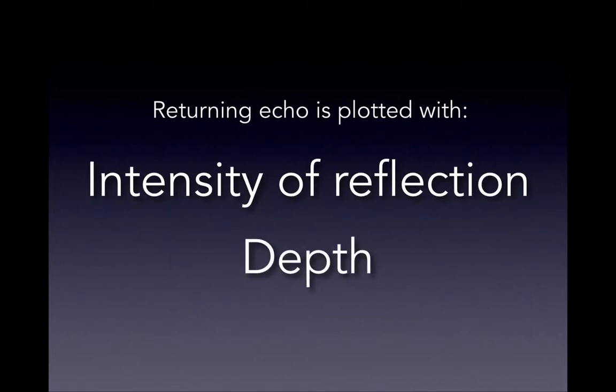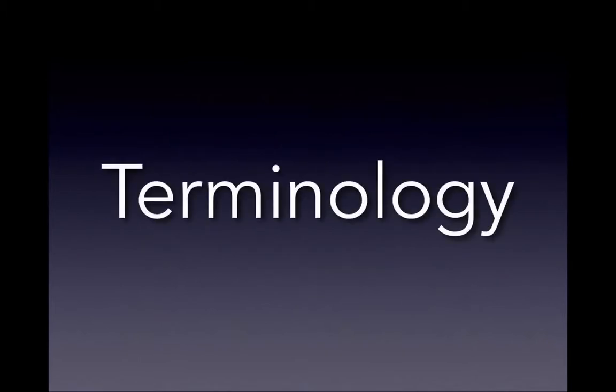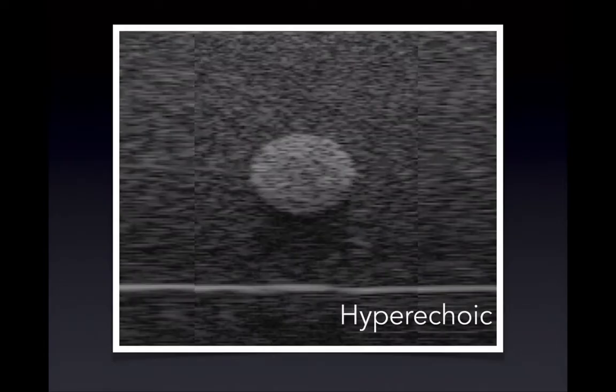And those returning echoes are plotted with an intensity of the reflection and the depth of that echo, of that structure. And when we talk about ultrasound, we have to talk about very basic terms, because otherwise it looks like 50 shades of grayscale, right? So when we talk about structures, we have to talk about those structures in relation to each other. And you're going to hear the prefix hypo- in medicine: hypertension, hypotension, anechoic, anisocoria. Those are medical terms, and those prefixes mean different things. So hyper means high, like high blood pressure.